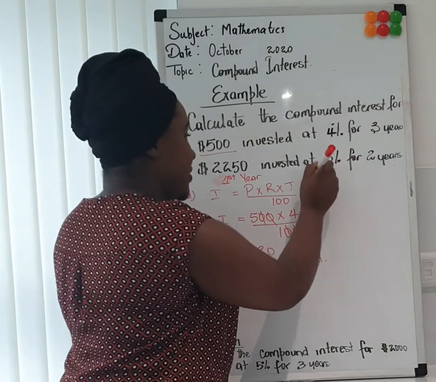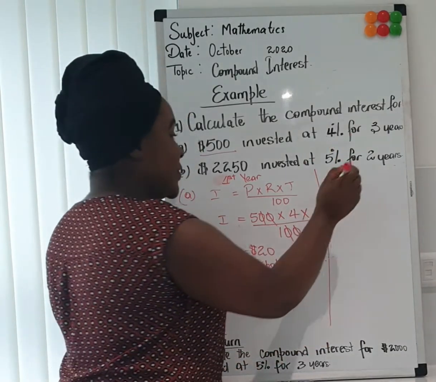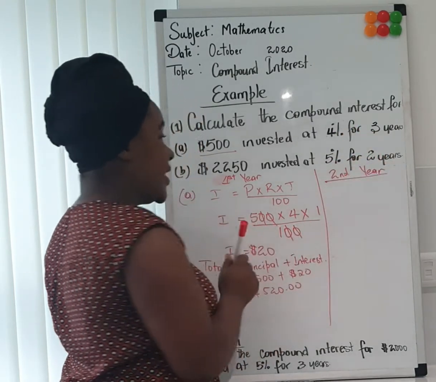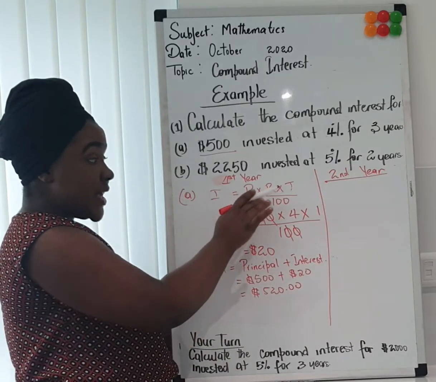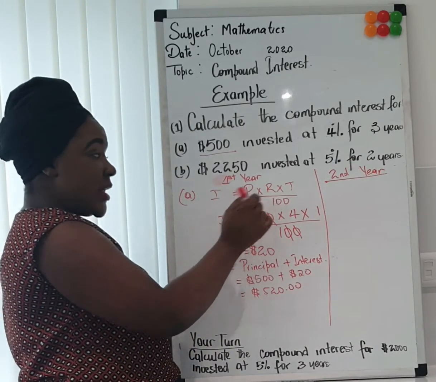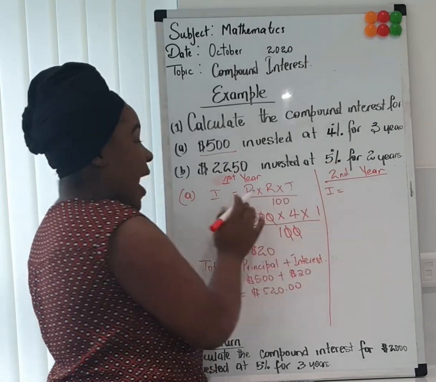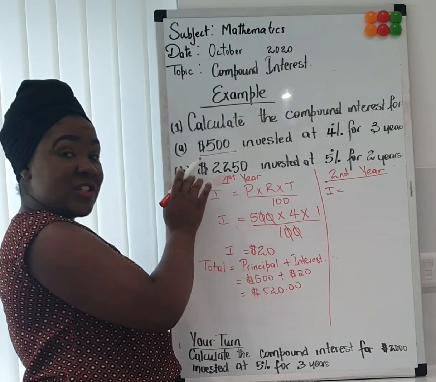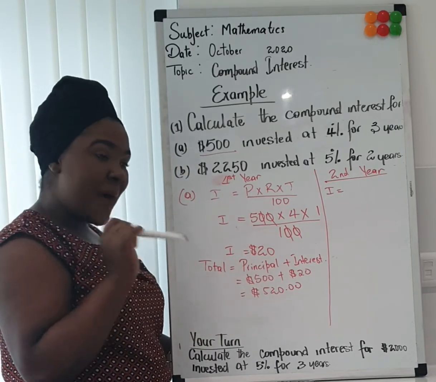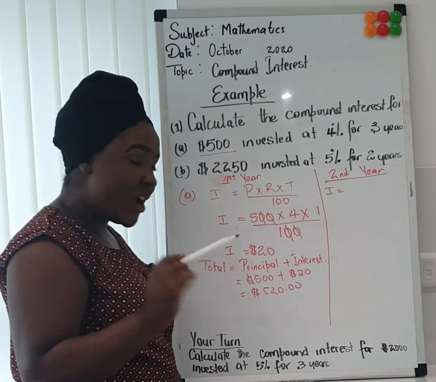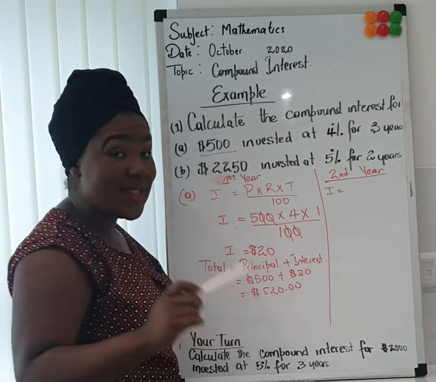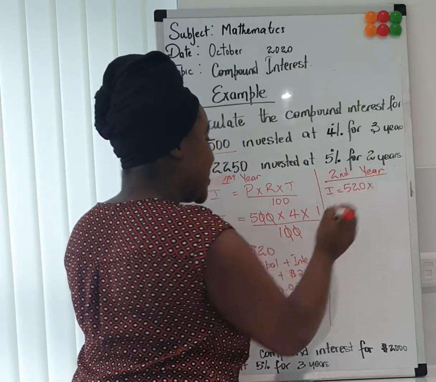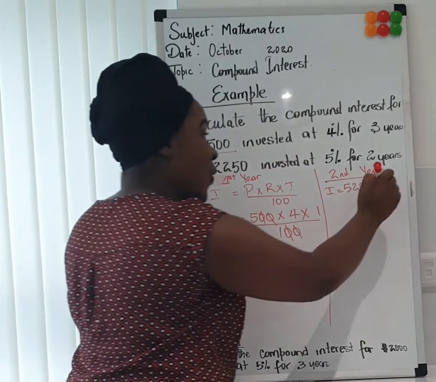I'm going to see if I can use my space better. So I'm going to do second year now. And for second year, it's going to be the same principal times rate times time over 100. So I go ahead and write I equal, and the principal for second year is not going to be 500, because what you have in the bank at the start of the second year is not 500 but $520. Alright, so that's 520 times our rate, which remains the same, which is 4.